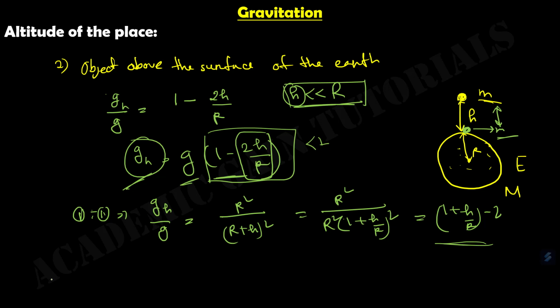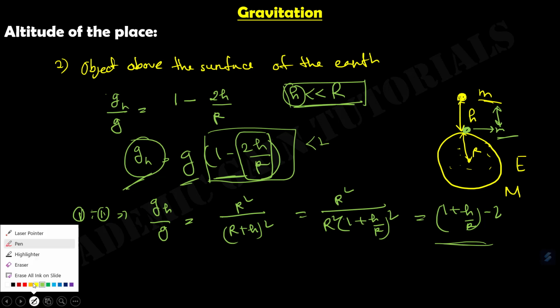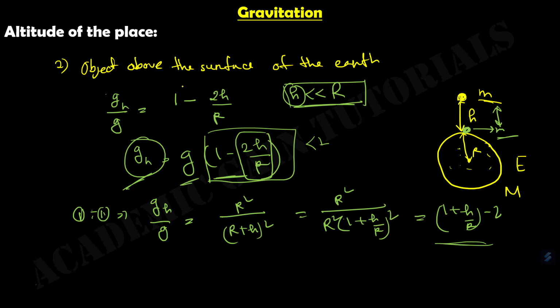So we can conclude that the object above the surface of the earth will have less gravitational acceleration than when the object is on the surface of the earth. So this is our second consideration, when the object is above the surface of the earth.